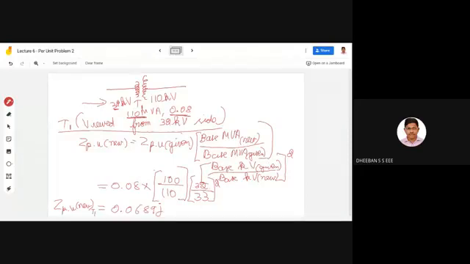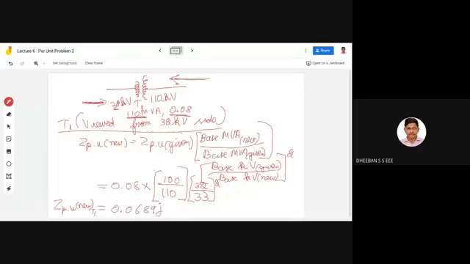So this is for your transformer which is viewed from your primary side. Now we have to see what happens if you are viewing from your secondary side. What will be the value of your Z per unit? Can anybody give the answer? What will be the value of your Z per unit if you are viewing from your secondary side?